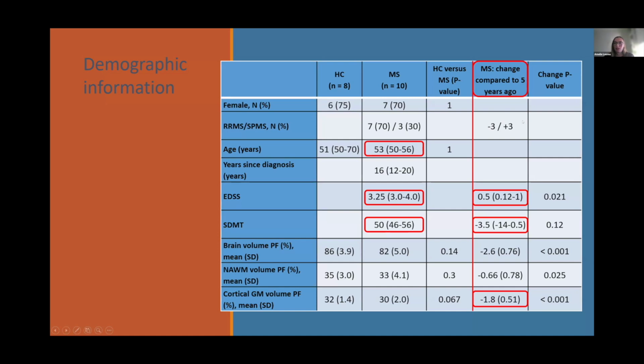Then we looked at the change that is relevant for the MS patients, so what had changed during the 5 years prior to PET imaging. And we can see that on the EDSS, the clinical measure, patients had gotten a little bit worse, on average 0.5 points, and they had gotten a little bit slower in the information processing speed. And importantly, they also had significantly lost some cortical gray matter volume.